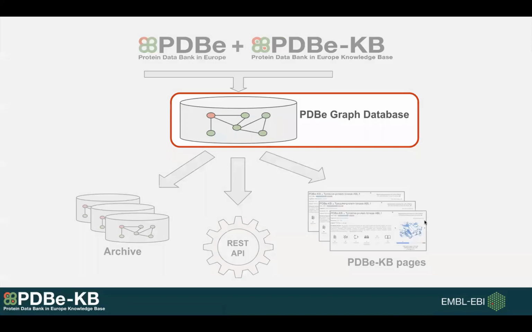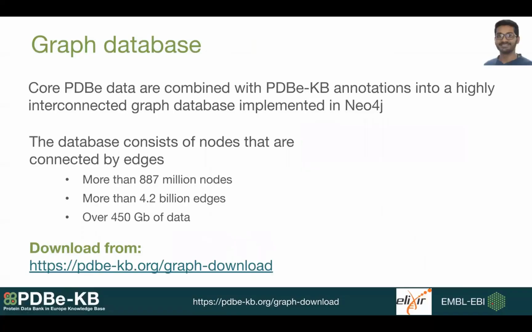So first, the graph database. In the graph database, we are combining the core PDB data with the annotations coming from all the partner resources in a highly interconnected graph database, which is implemented in Neo4j. This database consists of nodes and edges, like any graph. In the case of this database, we have almost 1 billion nodes and 4 billion edges connecting these nodes. The data is around 0.5 terabyte in size.